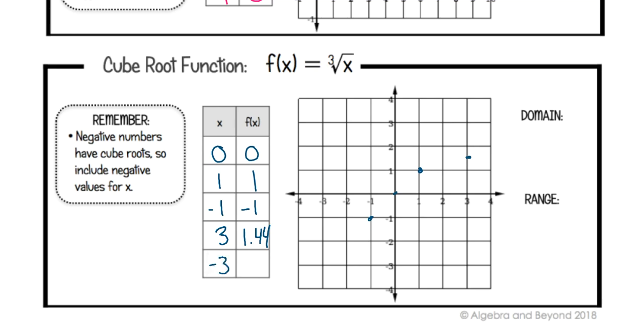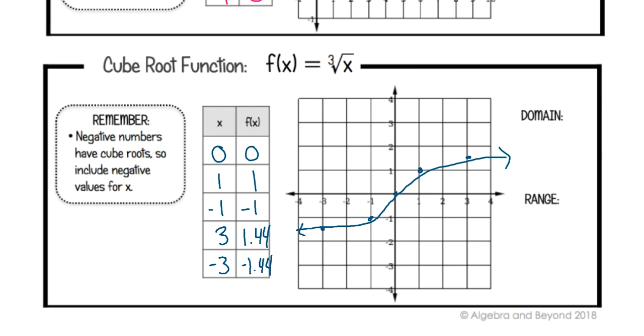And then the same thing would happen with negative 3. So it'd be negative 1.44 for the root there. So I can kind of plot those and see what's going on. So the curve that happens here is an S-shaped curve. So it looks something like that.